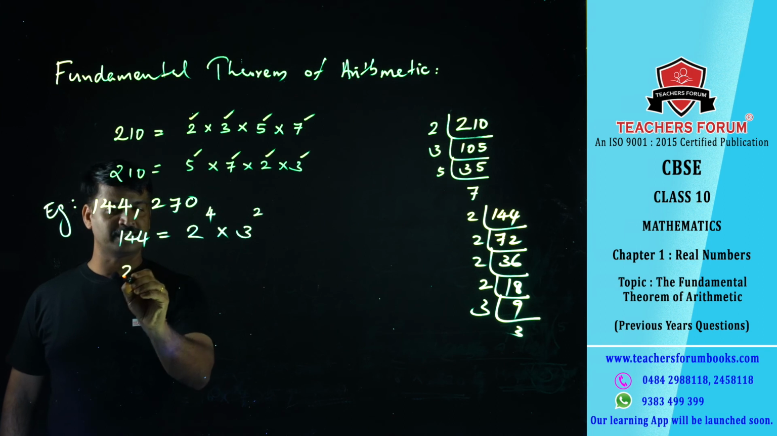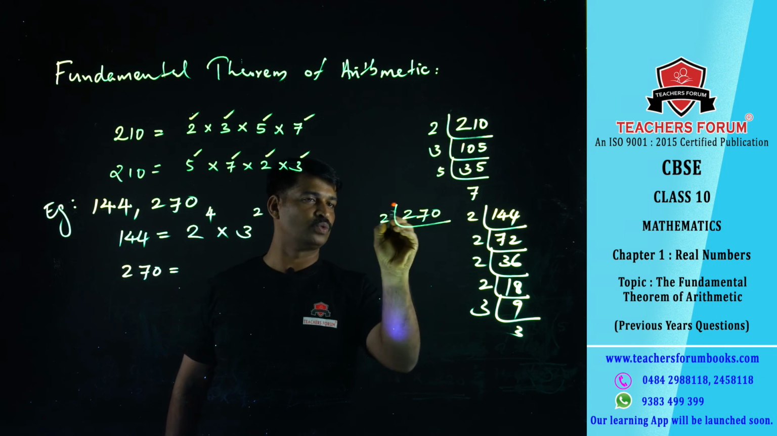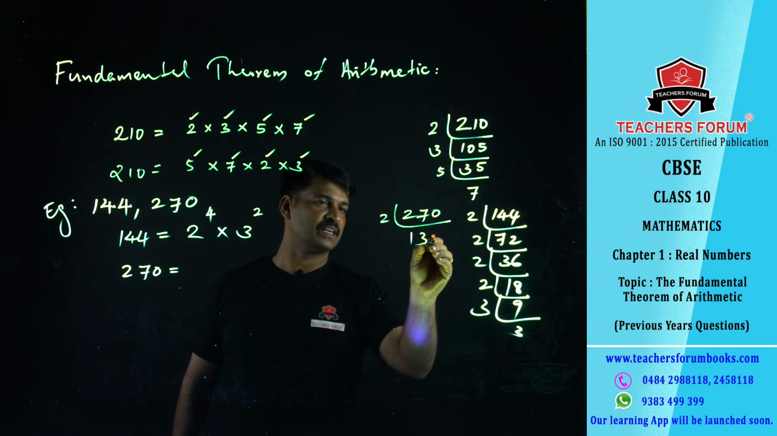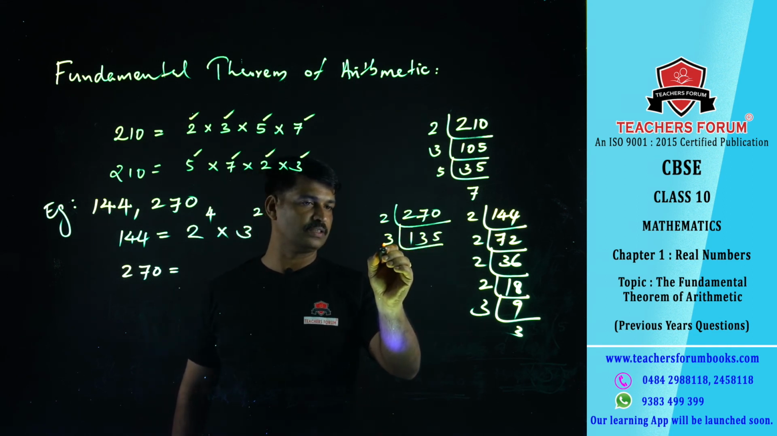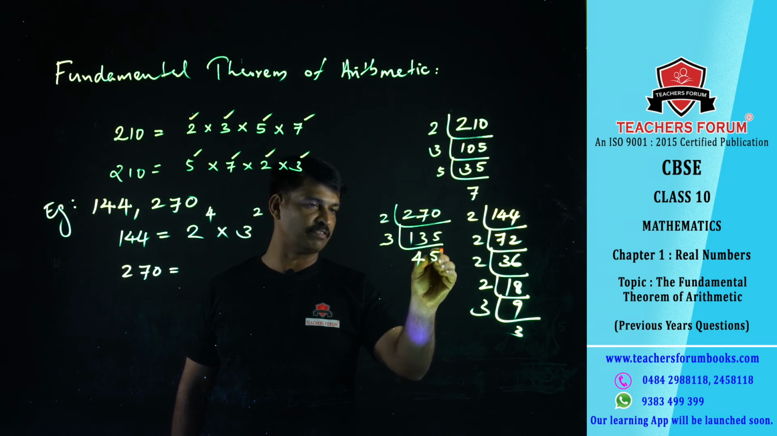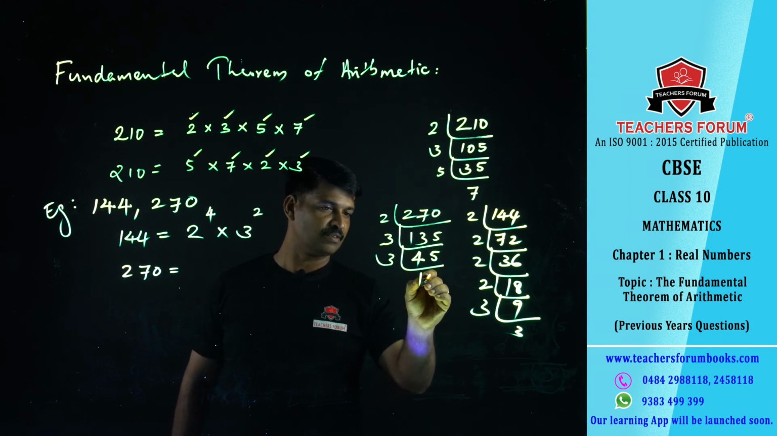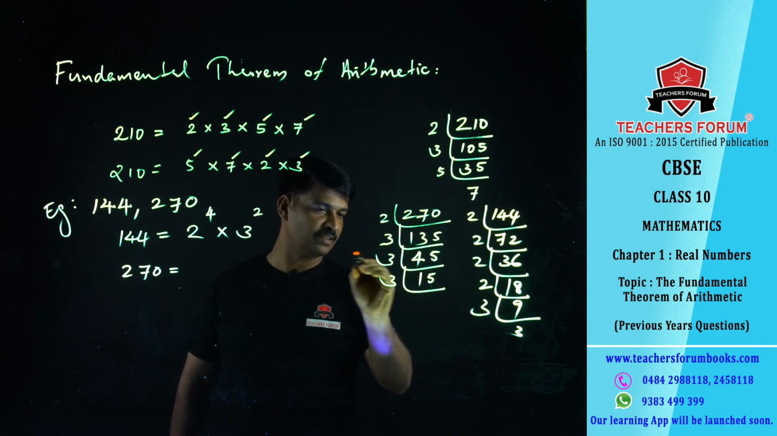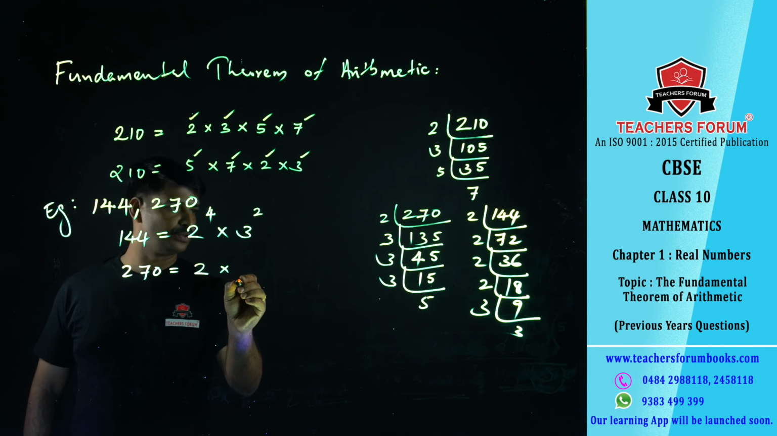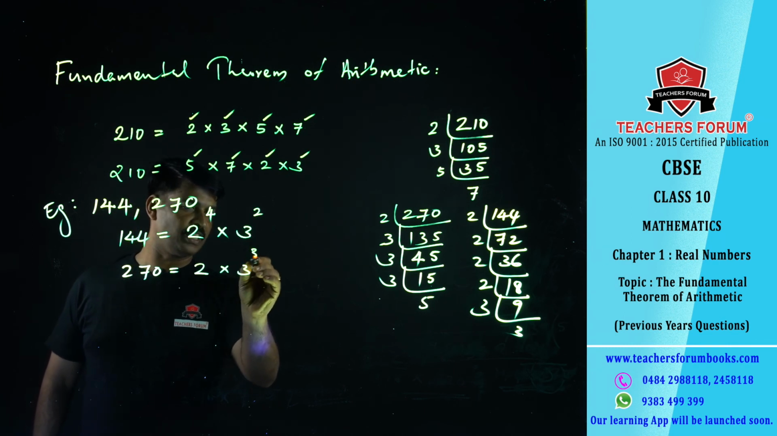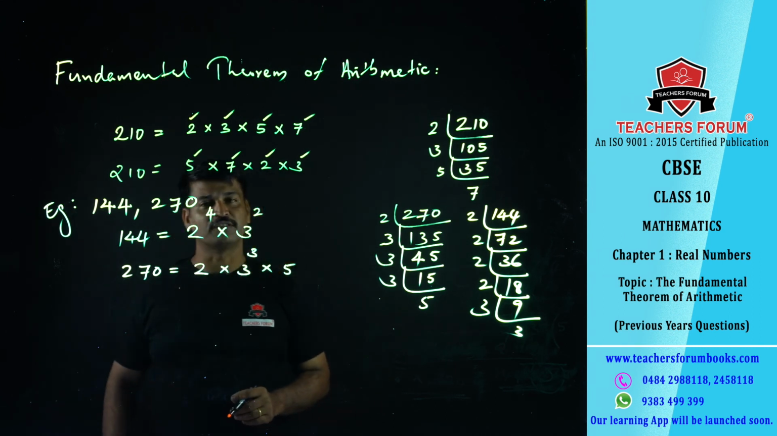Now let us prime factorize 270. Let us divide first by 2. You will be getting 135. 135 can be divided by 3. Then you will be getting 45. Again you can divide by 3. You will be getting 15. You can divide by 3. You will be getting 5. Isn't it? So 270 can be written as 2 into 3 raised to 3 into 5. So we have prime factorized 144 and 270.